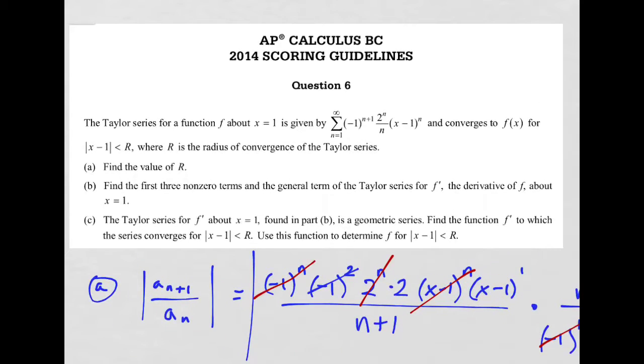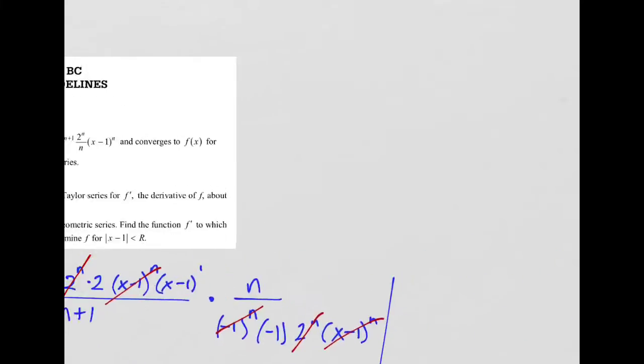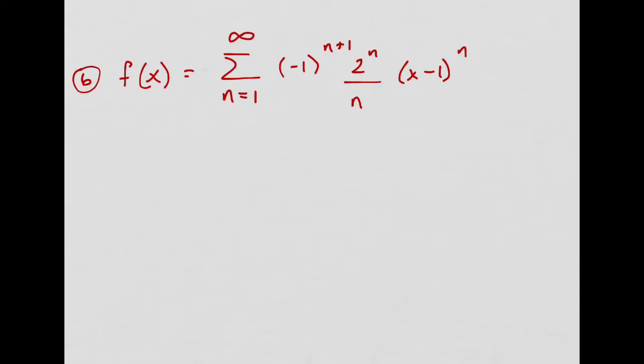Part B says, find the first 3 non-zero terms and the general term of the Taylor series for f prime, which is the derivative of f about x equals 1. So I need the derivative of this. And that's actually very, very easy. So let me write that down and we can start on to part B. So I need to figure out f prime. But I can just take the derivative just like normal.